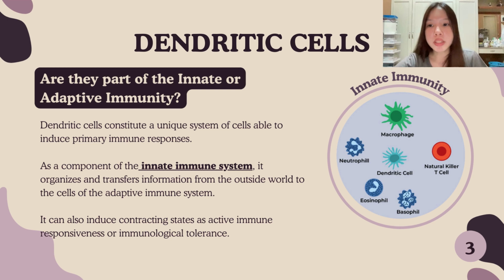Dendritic cells form a distinct cellular system capable of initiating primary immune responses. Serving as part of the innate immune system, they relay crucial information from the external environment to the cells of the adaptive immune system. Moreover, dendritic cells can trigger active immune responses or induce immunological tolerance, regulating the intensity and nature of immune reactions.